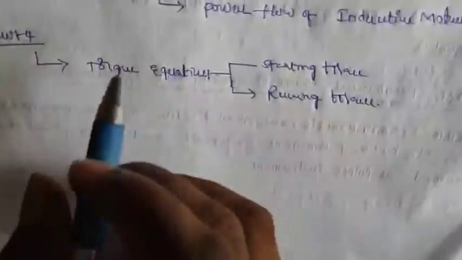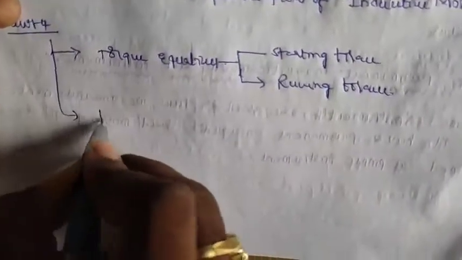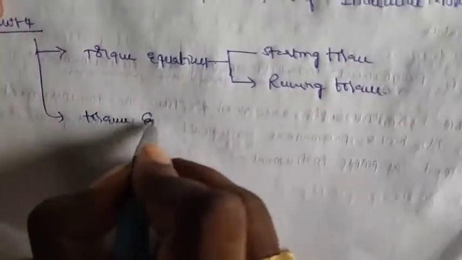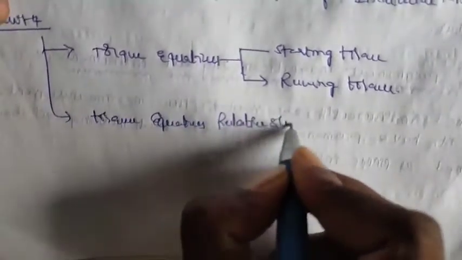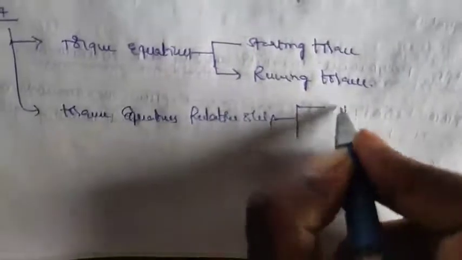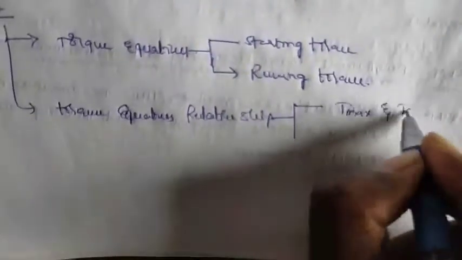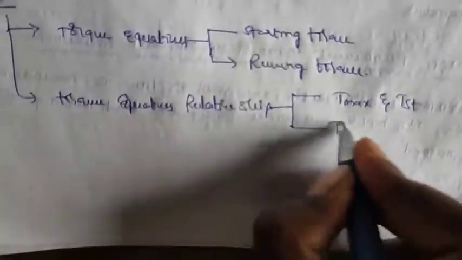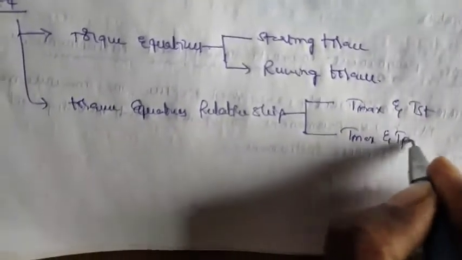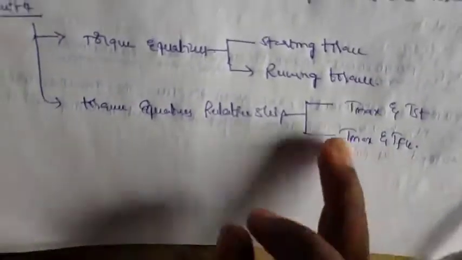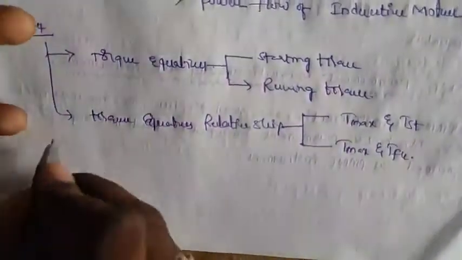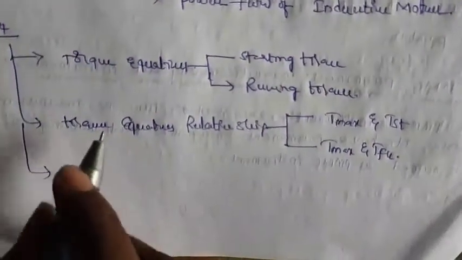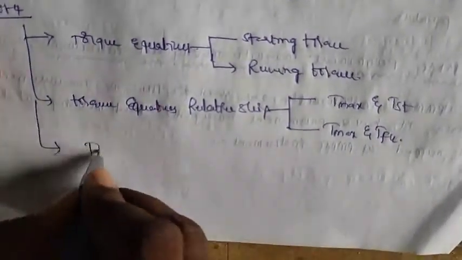After that, relationship of starting and maximum torque. Relationship of torque equations: that means maximum torque and starting torque, and in a similar way maximum torque and full load torque. These are the torque equation relationships. This can be covered. After that the topic to study is torque slip characteristics.